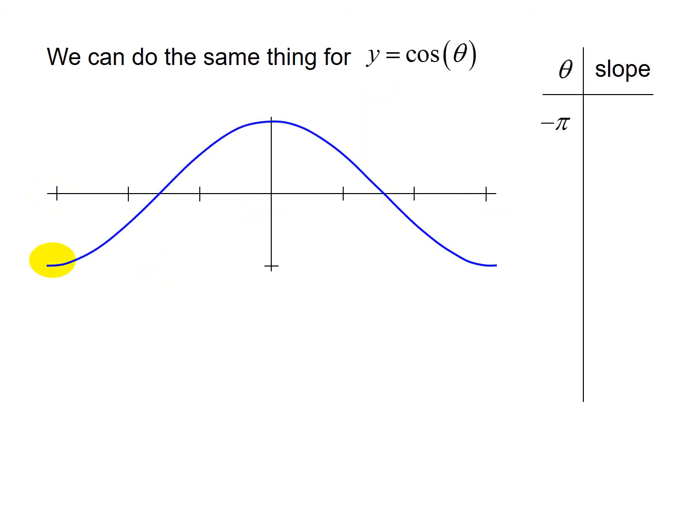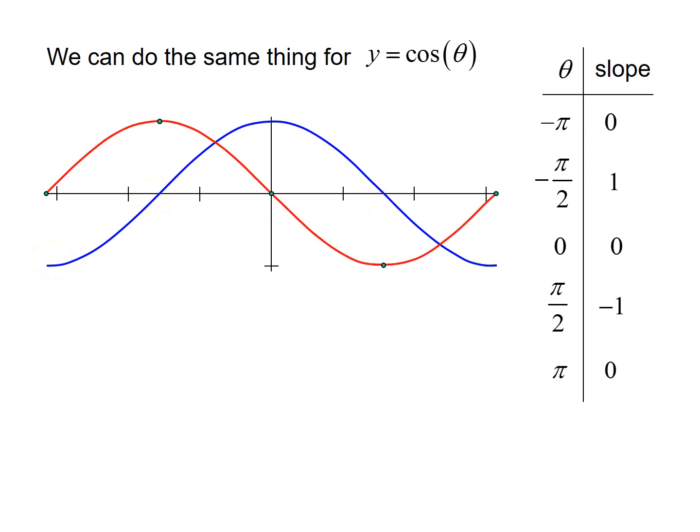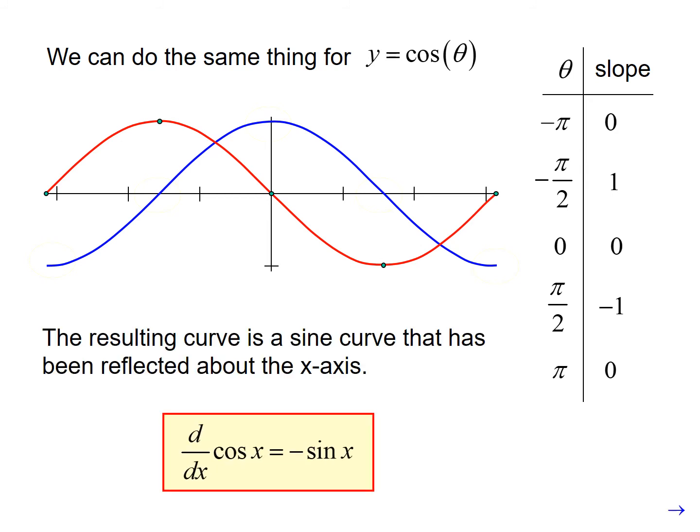Now if you look at cosine and make the same table, analyzing the slopes, you can see this looks like a sine curve, except it starts by going down rather than going up, and this is negative sine. So the derivative of cosine is negative sine.